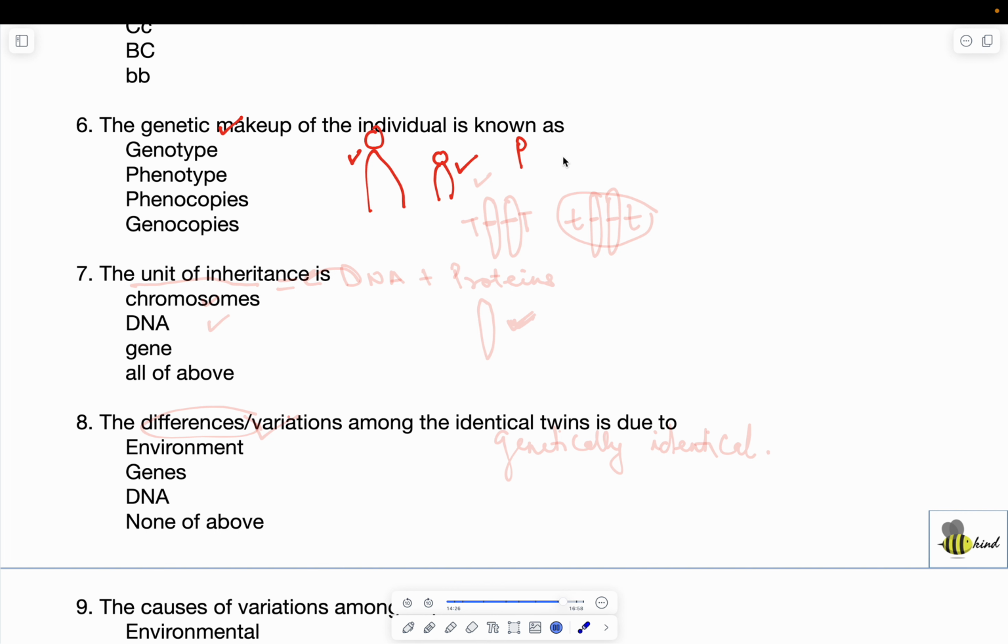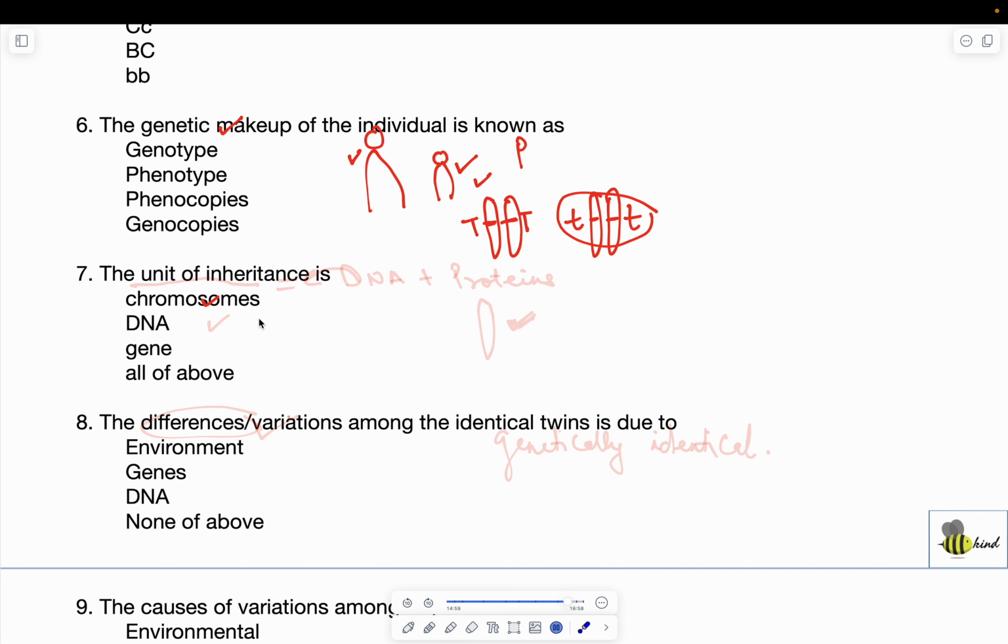But if you are looking at the genetic constitution of this individual, why is this individual tall? Because this individual has this pair of alleles. Why is this individual short? Because this individual has, so these are homologous chromosomes, this individual has this pair of alleles. So when you are looking at the genes, this is known as genotype. So the answer is genotype.